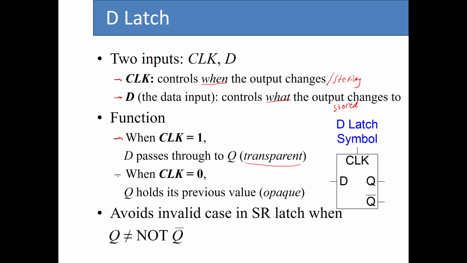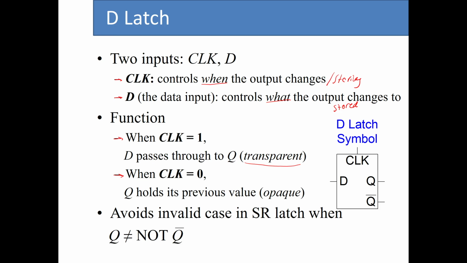On the other hand, when clock is 0, Q holds its previous value. In other words, when clock is 0, no matter if you change D from 0 to 1 or from 1 to 0, it doesn't matter. Whatever was the value for Q before clock became 0, it stays at that. That is the memory functionality of the D-Latch.